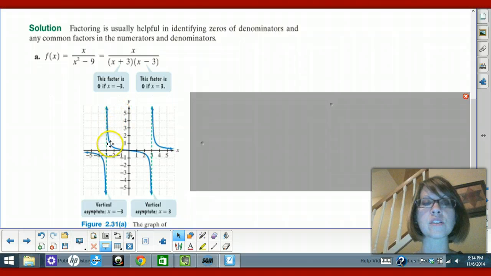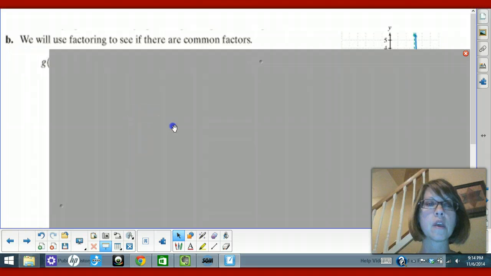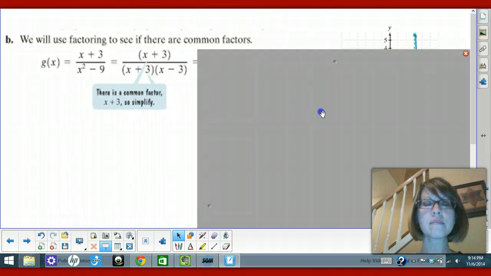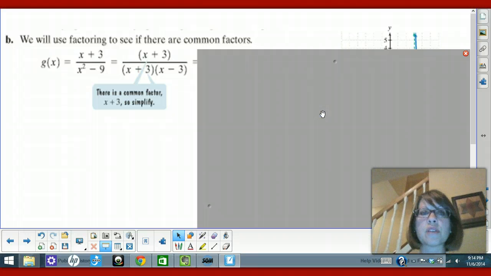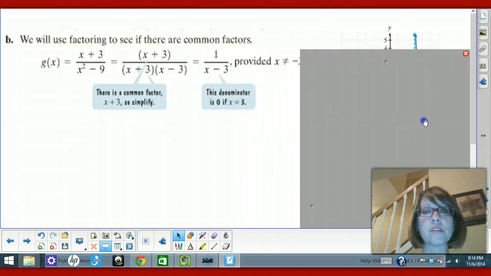Where is f of x going if you approach 3 again, but from the negative side? That would be -infinity. Okay, let's take a look and see how b is a little different. With b, we still factor, and we still have this x plus 3, x minus 3. But because we have x plus 3 top and bottom, we can cancel that out.